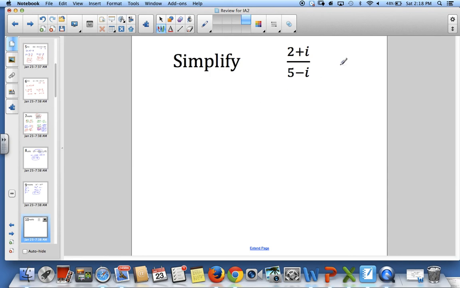All right, we're moving through it. Now here we have some issues here. 2 plus i over 5 minus i. We don't want i's in the denominator. So what we need to do is use the conjugate, which is going to be 5 plus i.